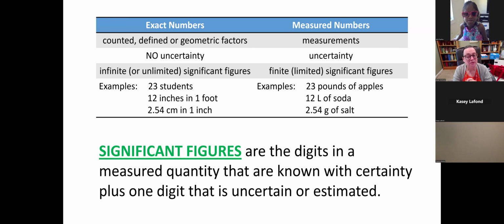So 23 pounds of apples, right? There's a limit to how well we measure that, right? There's some uncertainty there, right? It might be a little more than 23. It might be a little less than 23 pounds, right? There's a limit. Depends on what kind of equipment we use to measure it, right?